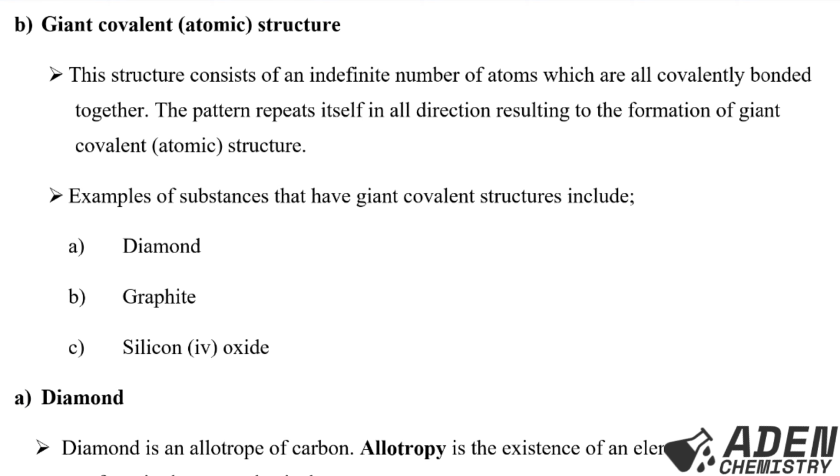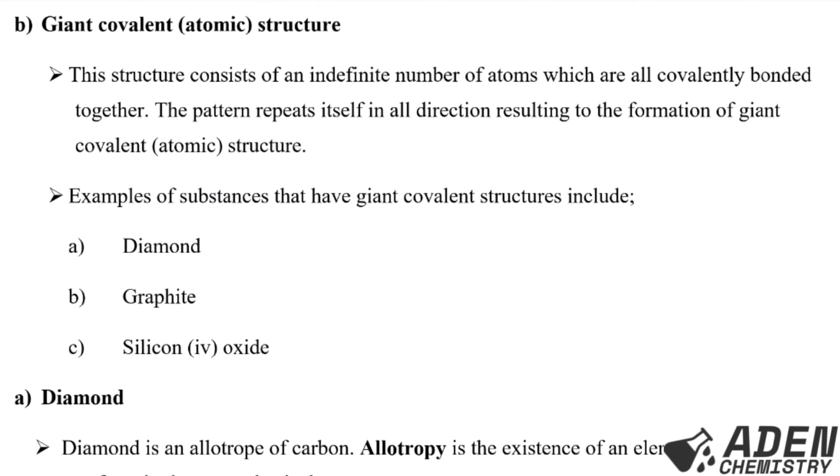So we are saying this structure consists of an indefinite number of atoms which are all covalently bonded together. The pattern repeats itself in all directions, resulting in the formation of a giant covalent or giant atomic structure. Next, we want to see examples of substances that have giant covalent or giant atomic structure. There are three in number: diamond, graphite, and silicon dioxide.